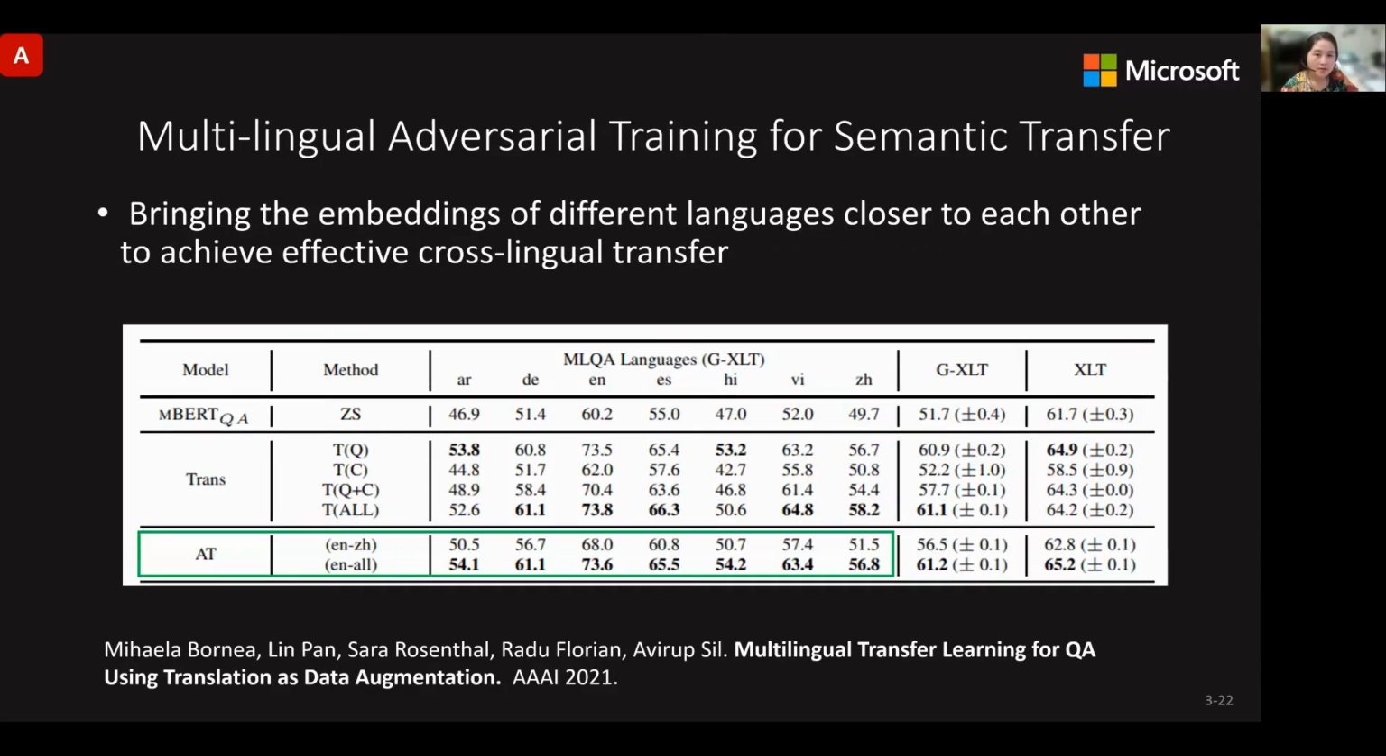From the results, we can see that the adversarial training brings gains across all languages on MLQA, which shows that better alignment through multilingual adversarial training could bring better language transfer capability.